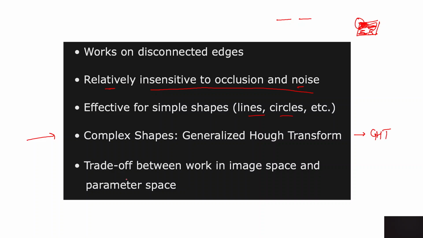Now, the trade-off here is that you work in image space and then parameter space. There are two spaces, image space and parameter space. You have to switch between these two spaces, and you have to work quite a lot to detect this line. Not actually you, your system has to do a lot of work. It will eat up a lot of memory, storage, processing time, resources, in short. So that's why this is a trade-off here.